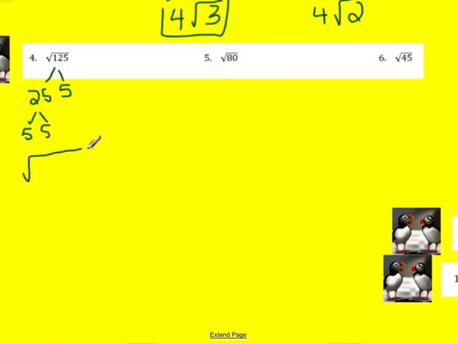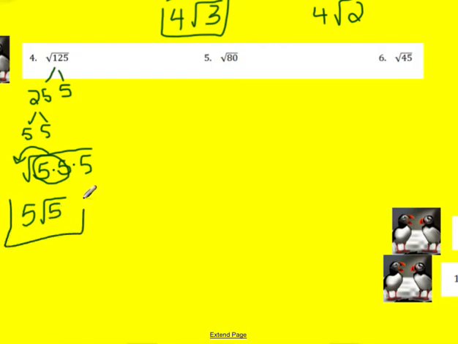So I'm going to write what I have underneath the radical. I have 5 times 5 times 5. So I see that I can take one partnership of 5s. That one partnership of 5s can be broken out. Whenever you break it out, you get that 1 5. And then left underneath the radical is going to be that 5 without a partner. So we're going to keep the square root there. So the answer to number 4 is 5 square root of 5.